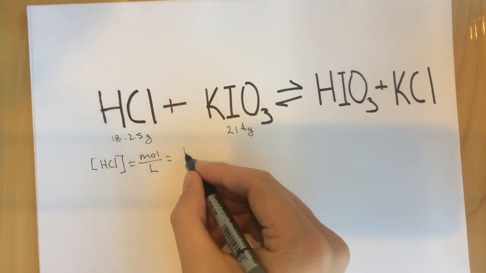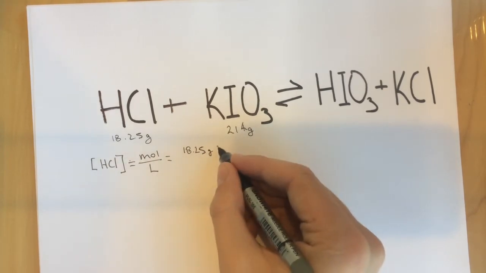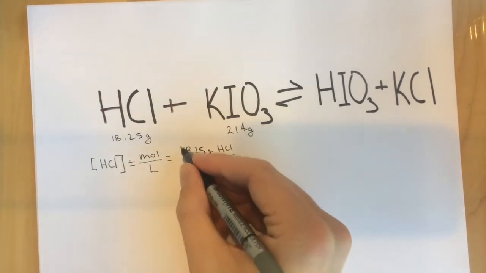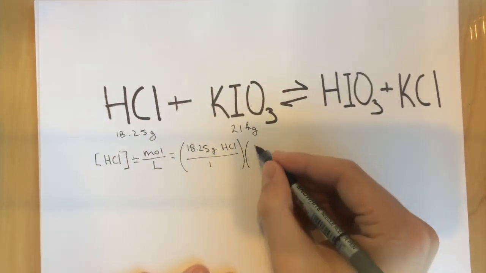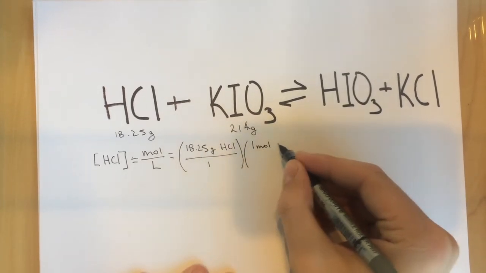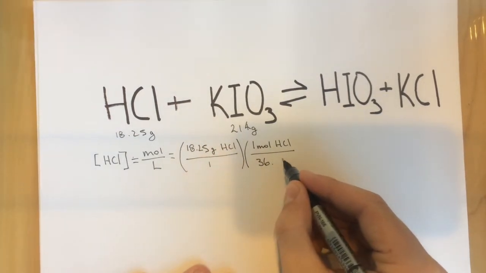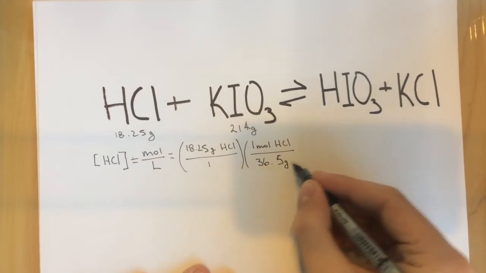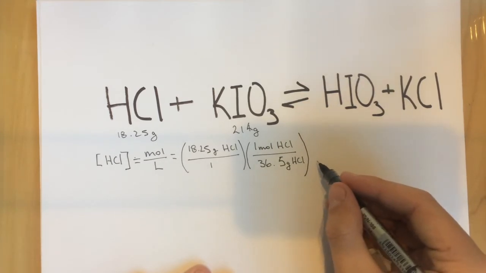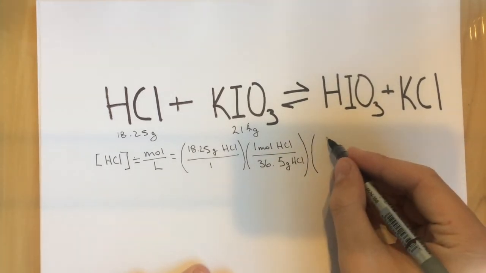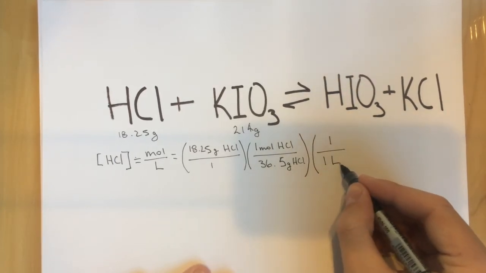And this is equal to 18.25 grams. So here we're going to do a mole bridge. So 18.25 grams of HCl over 1. And to find the number of moles, we're going to multiply. So 1 mole of HCl is equal to 36.5 grams of HCl. And now that we know that our solution is in 1 liter of H2O, we are going to divide it by 1.